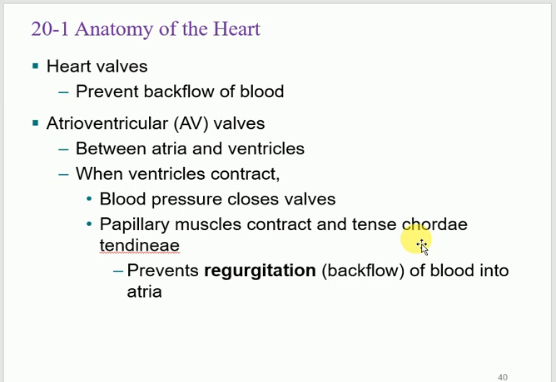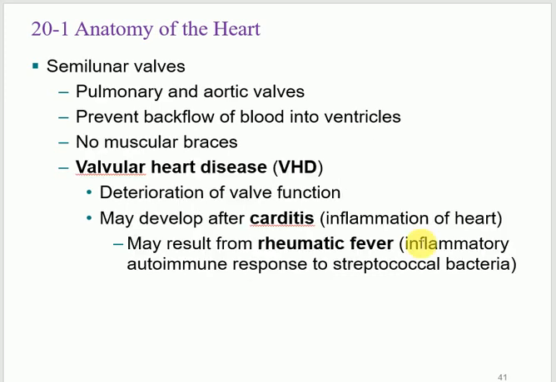It should go from the right atrium to the right ventricle only. It goes backward. Part of it goes backward. This is only if something happened to the chordae tendineae or to the papillary muscles. Semilunar valves do the same thing basically, but there are no muscles to reinforce them. If an issue happened to the valves, we call that valvular heart disease. Disease in the valves of the heart.